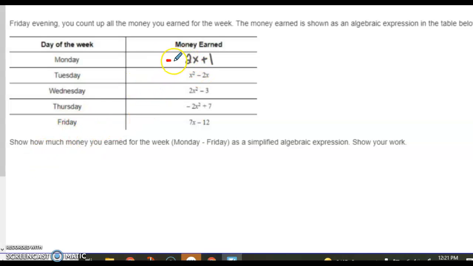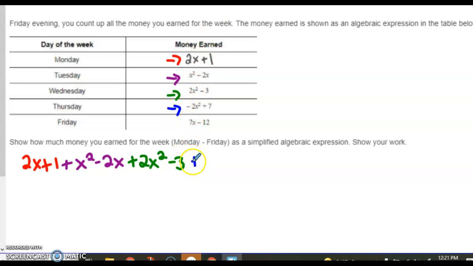We're going to take what we earned on Monday, 2x plus 1, and then we're going to add it to what we earned on Tuesday. And then we're going to add it to what we earned on Wednesday. And then add it to what we earned on Thursday. And finally, add in what we earned on Friday. We're trying to get the total for the whole week, so we have to add that whole week together.